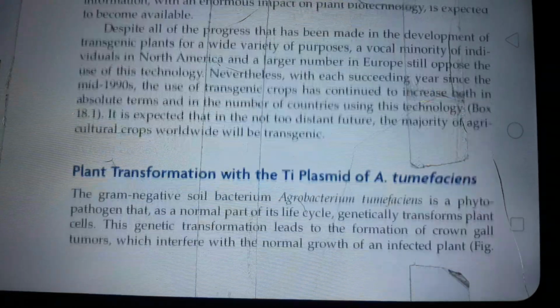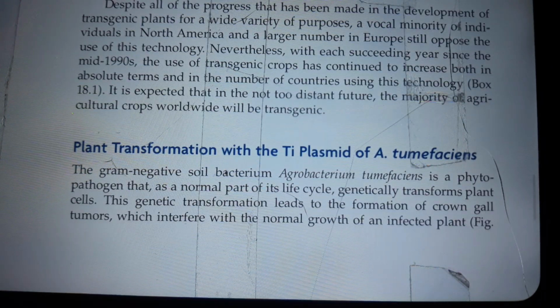Despite all the progress that has been made in the development of transgenic plants for a wide variety of purposes, a vocal minority of individuals in the United Kingdom, in North America, and a large number in Europe still oppose the use of this technology. Nevertheless, with each succeeding year since the mid-1990s, the use of transgenic crops has continued to increase, both in absolute terms and in the number of countries using this technology. It is expected that in the not-too-distant future, the majority of agricultural crops worldwide will be transgenic.